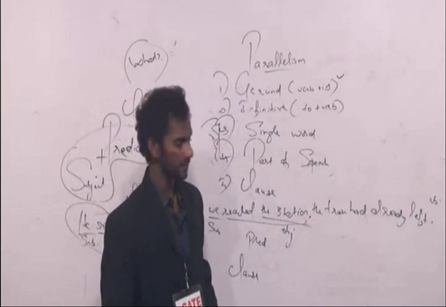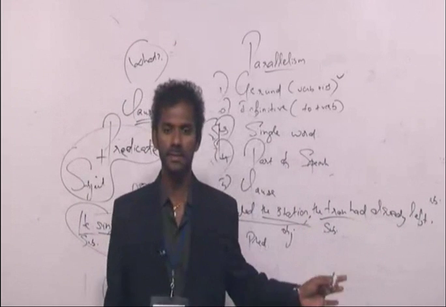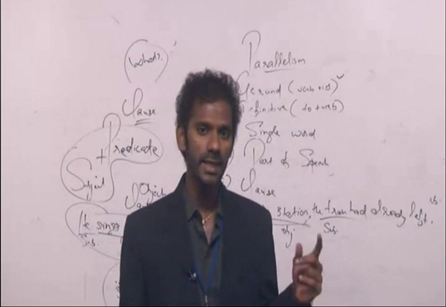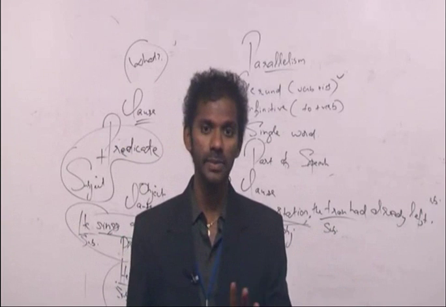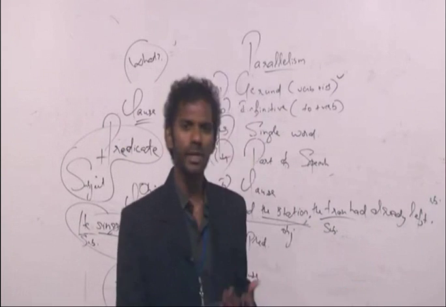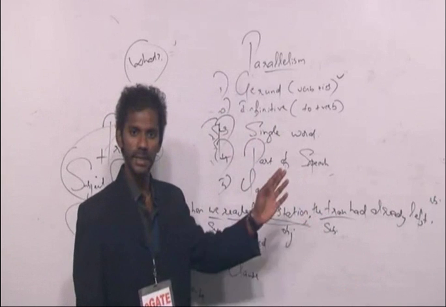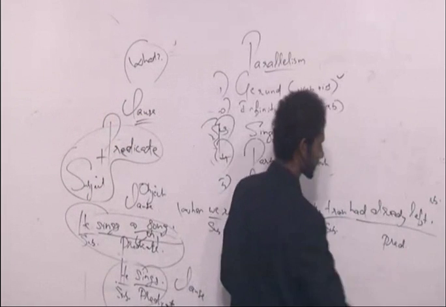Subject. The train. Object. There's no object there. Is there any other noun or pronoun there? No, there's no other noun or pronoun there. I told you subject and object will only be nouns or pronouns. Object is not necessary. Object is not there. The train is the subject. Predicate. Had already left is the predicate.